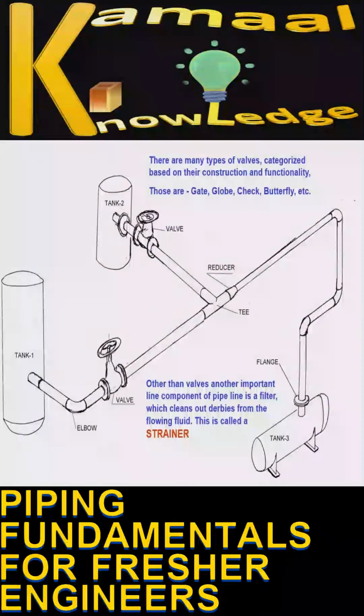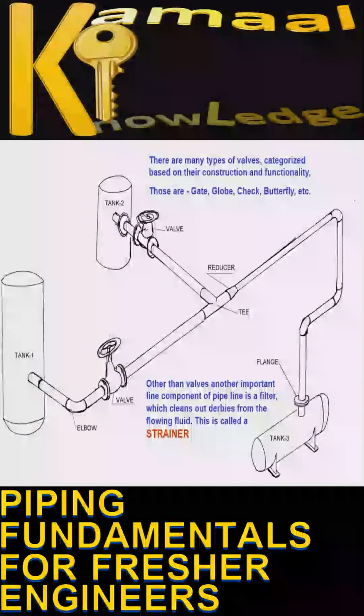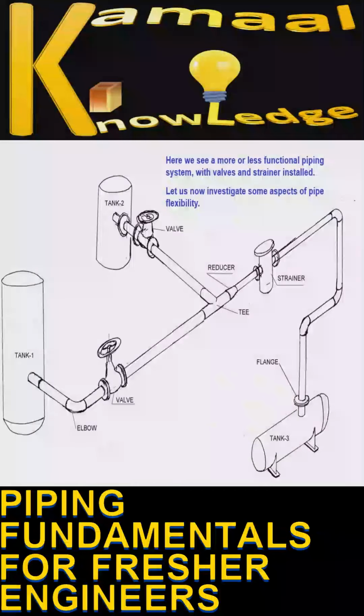Other than valves, another important line component of a pipeline is a filter, which cleans out debris from the flowing fluid. This is called a strainer. Here we see a more or less functional piping system, with valves and strainer installed.